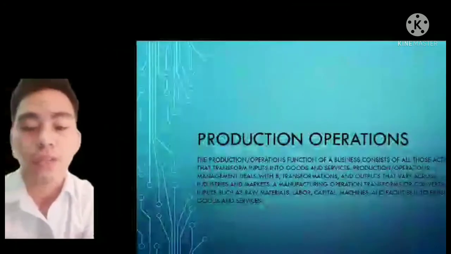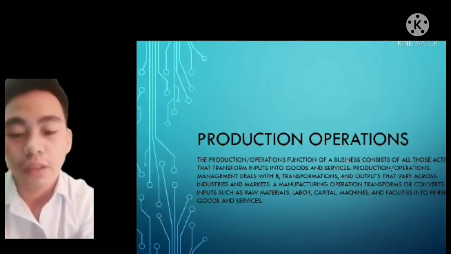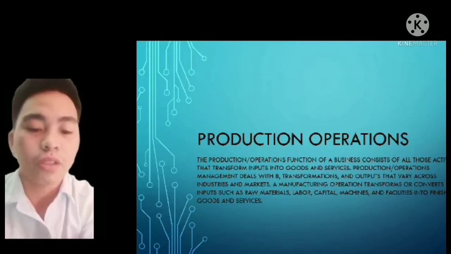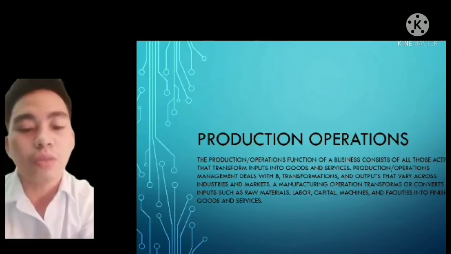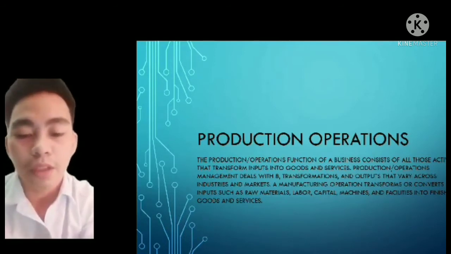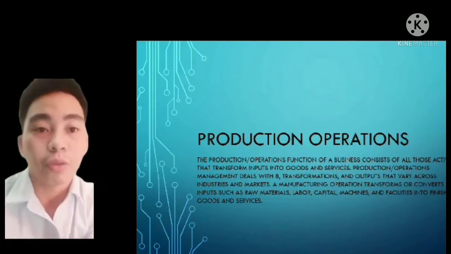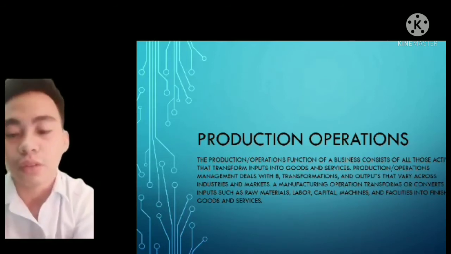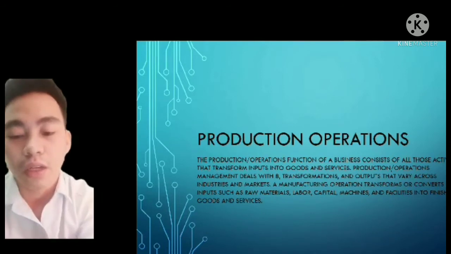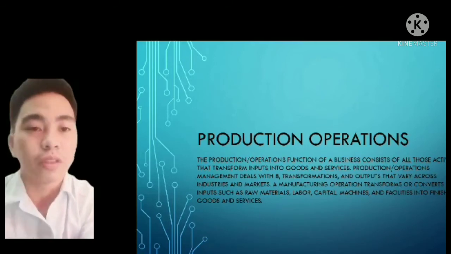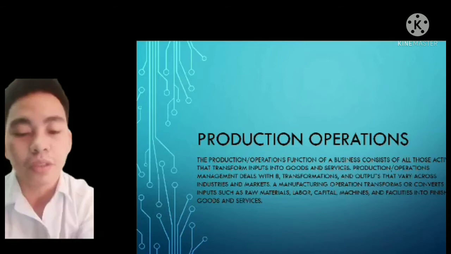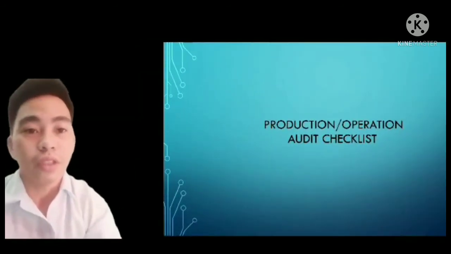Next, production operation audit checklist. The production operation function of a business consists of all those activities that transform inputs into goods and services. Production operations management deals with transformations and outputs that vary across industries and markets. A manufacturing operation transforms and converts inputs such as raw materials, labor, capital, machines, and facilities into finished goods and services.